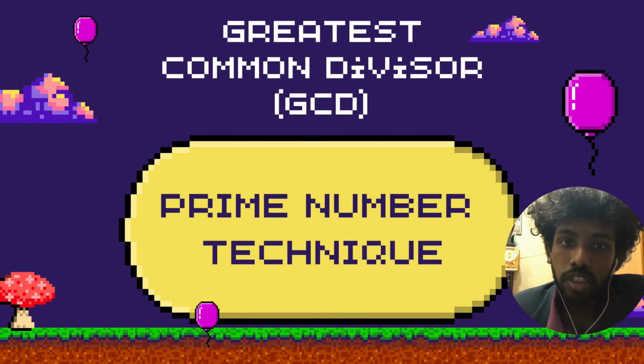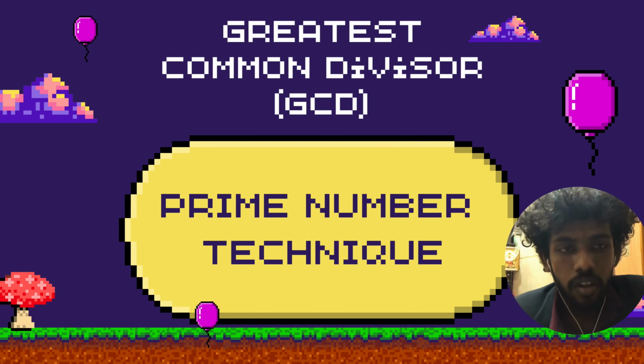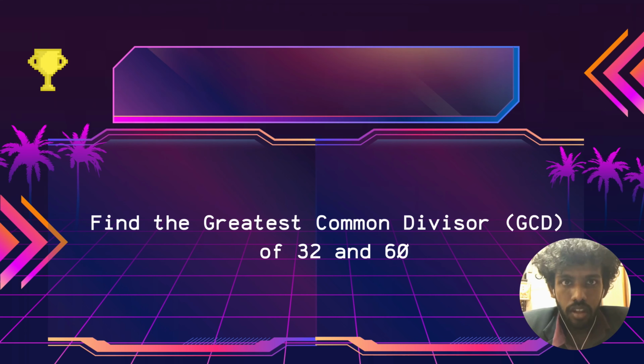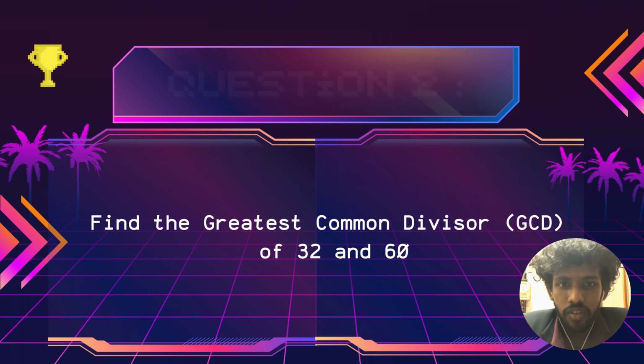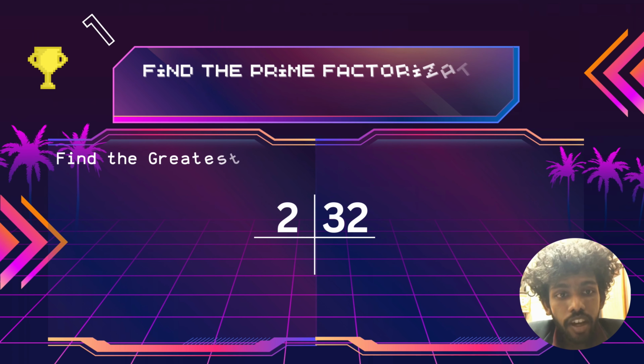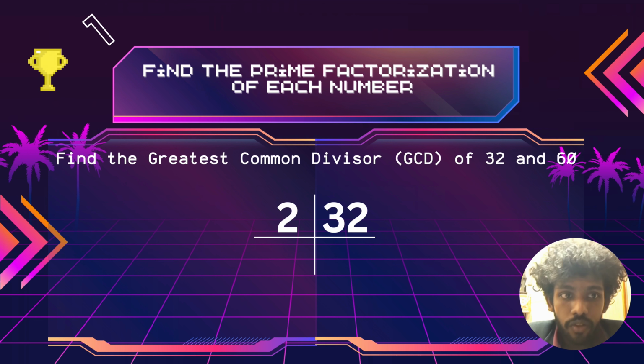And now I'm Sarviin Mahesvaran, and I will be presenting the solution to find the greatest common divisor (GCD) with the prime number technique. We are going to apply the same question that we used for the previous solution, the Euclidean algorithm, so that we can compare both answers to see whether they are the same or whether this technique gives a different answer. The question is, find the GCD of 32 and 60 using the prime number technique.